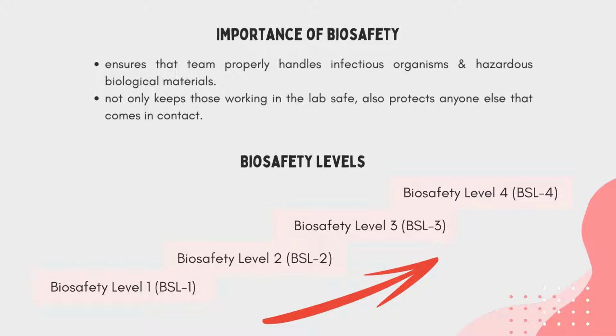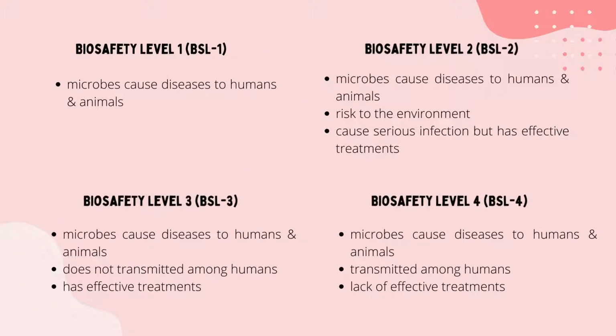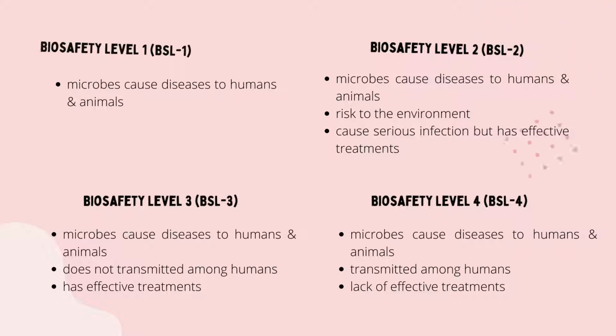Biosafety levels are classified into 4 levels: BSL1, BSL2, BSL3, and BSL4. All biosafety levels refer to microbes that cause diseases to humans and animals. BSL2 has a risk to the environment and causes serious infection but has effective treatments. Conversely, BSL3 does not transmit among humans, while BSL4 is transmitted among humans where there are no effective treatments.